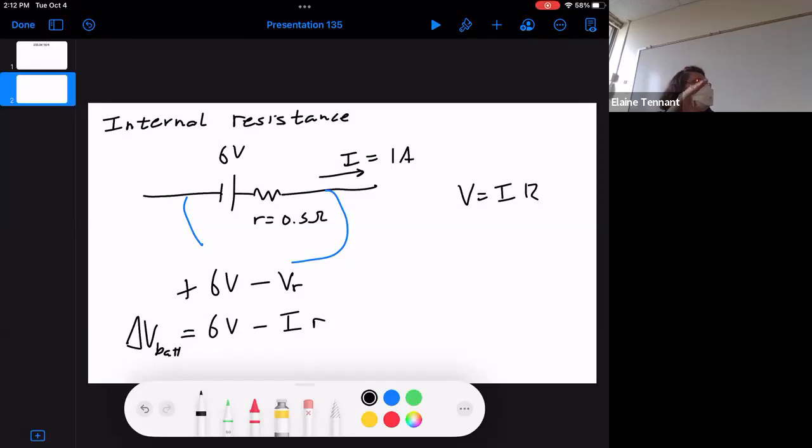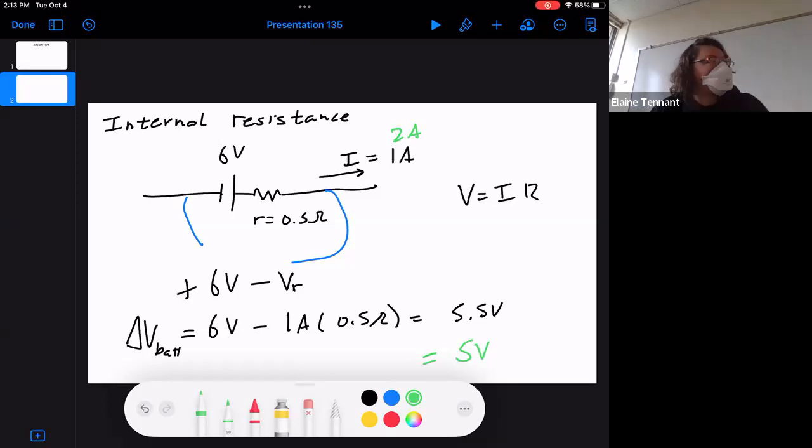And you might consider, we started off with 1 amp. What if our current doubled? So initially, we have 1 amp times 0.5 ohm. So this is 6 minus 1/2. So we have 5.5 volts, right? What if we doubled our current? What if our current was all of a sudden 2 amps? What would our battery voltage be then? 5? I think I heard in the back there, right? 5 volts.